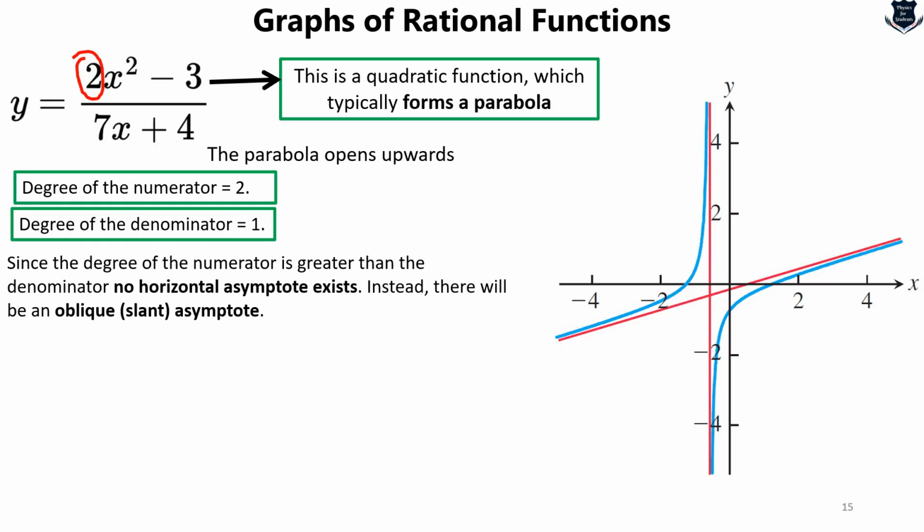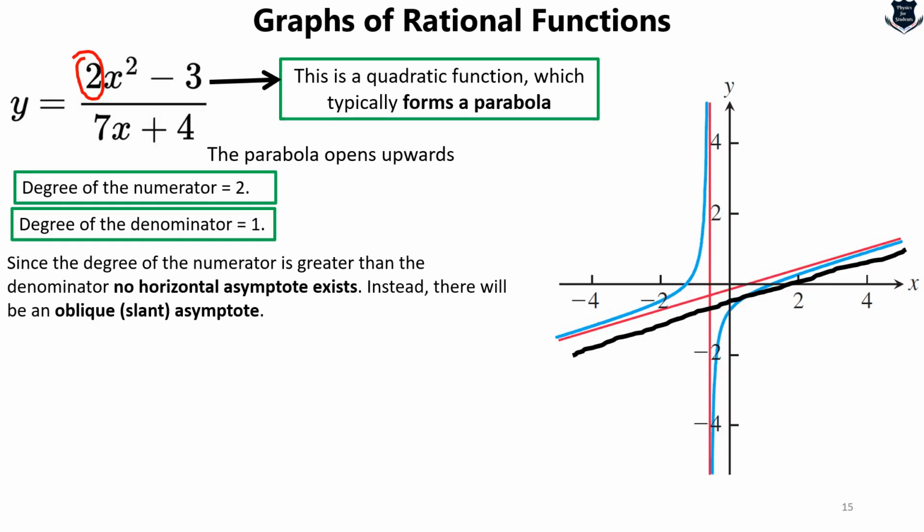Instead, there will be an oblique or a slant asymptote, and this animation shows this one. So the red line, I've just drawn it parallel to that so that you can understand. Now you might ask a question: is it that always, if the degree of the numerator is greater than the degree of the denominator, it will have an oblique slant asymptote? No, in a later video I will show you there might be exceptions to that. So this is how the asymptote looks like. It has got a slant asymptote.